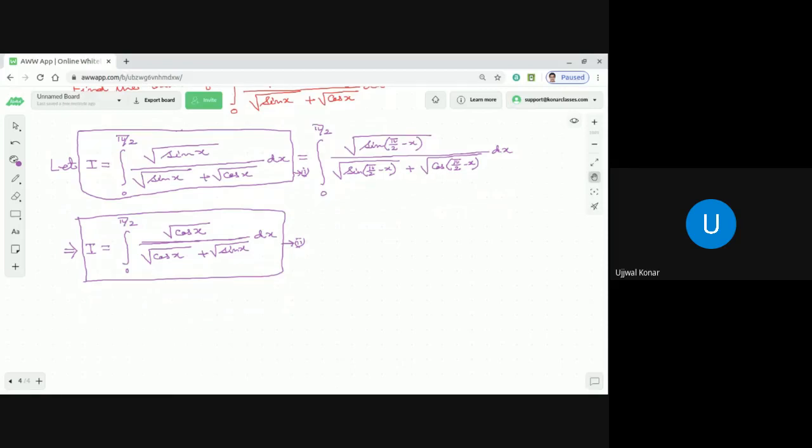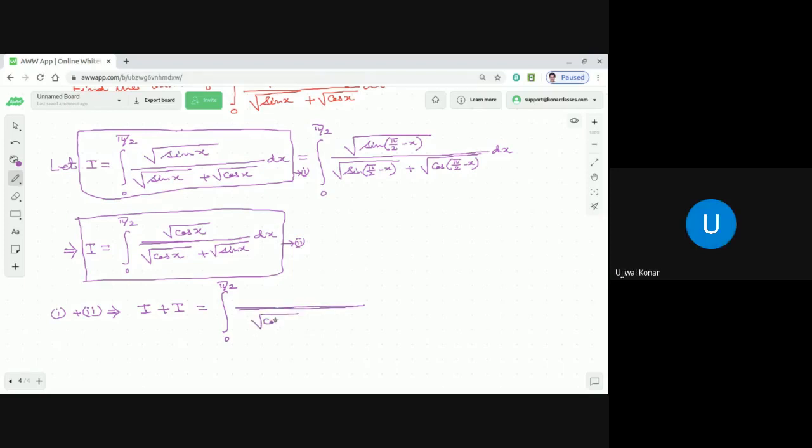Now let me add them. So what I am going to do is 1 plus 2 on both sides. What are we going to get on the left hand side? I plus I. And our target is to find the value of I, by the way. It is the integration from 0 to pi by 2. If you see, in both the integrands, the denominator is the same, square root of cos x plus square root of sin x.